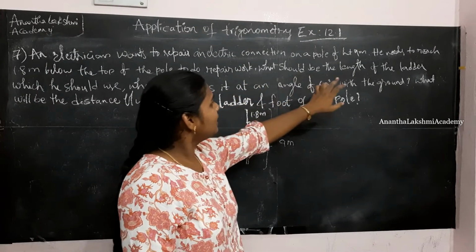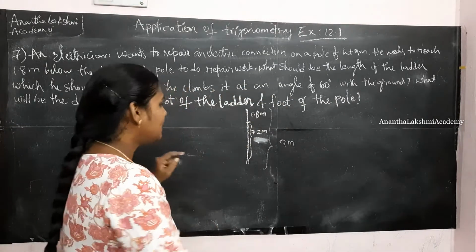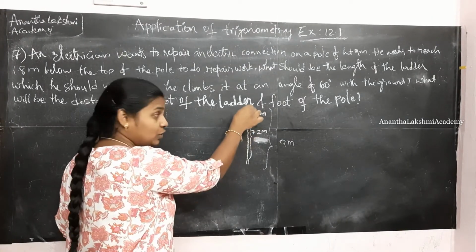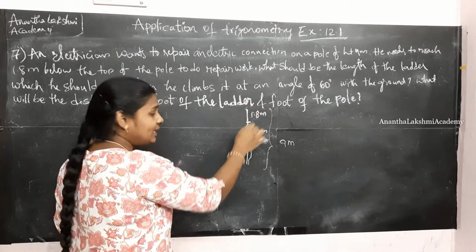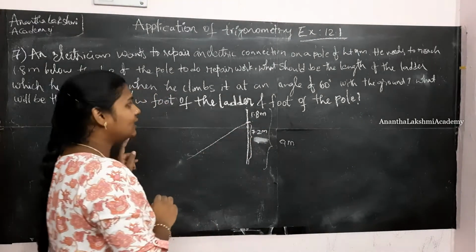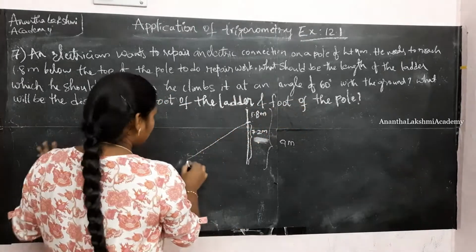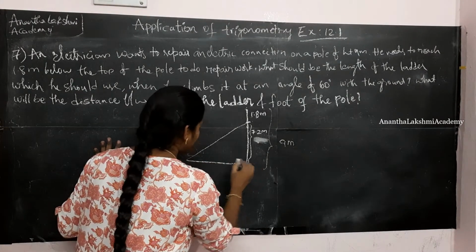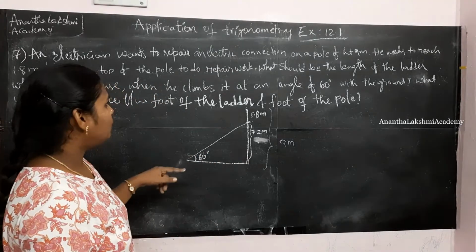Alright, what should be the length of the ladder which he should use when he climbs at an angle of 60 degrees? So here he has to do the repair work. So our ladder should be taking him to this point, not to this point, because here is where he needs to do the work, which is 1.8 meters from the top. Alright. So the ladder should take him here. Alright. When he used the ladder, he climbs at an angle of 60 degrees with the ground. Always angle of elevation or depression is associated with the horizontal line. So this ladder is making an angle of elevation of 60 degrees with the ground.